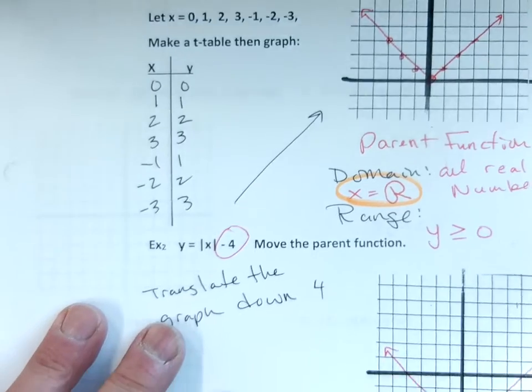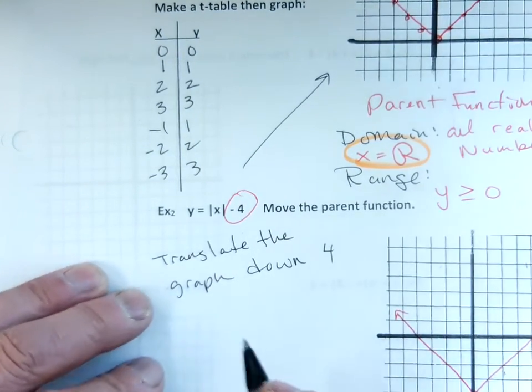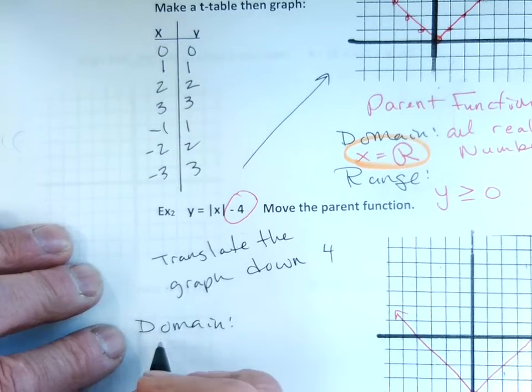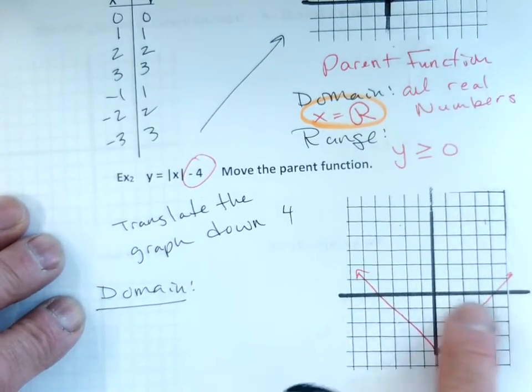Let's look at example 2. Okay, in example 2, the domain's pretty easy, isn't it? What's the domain? Tell me. What's the domain of graph 2? All real numbers. All real numbers.